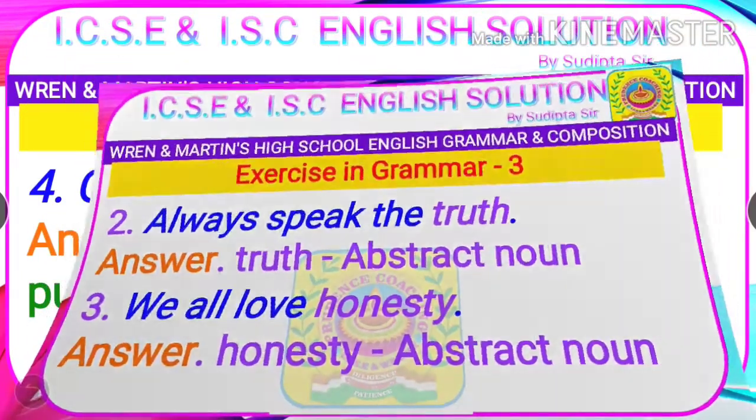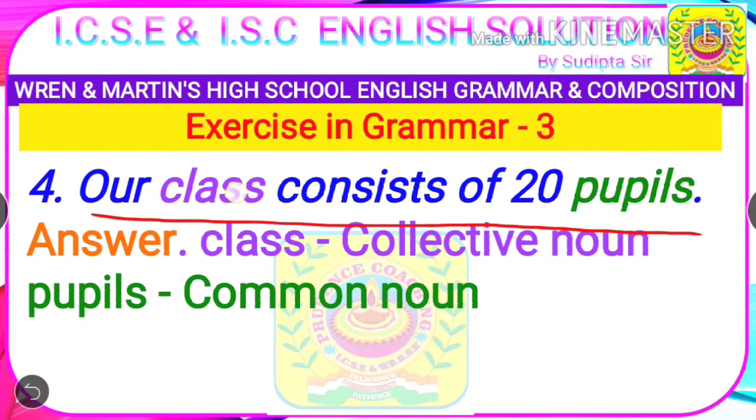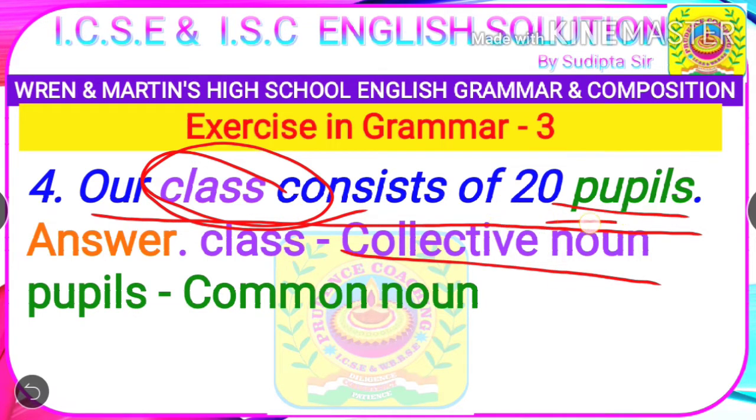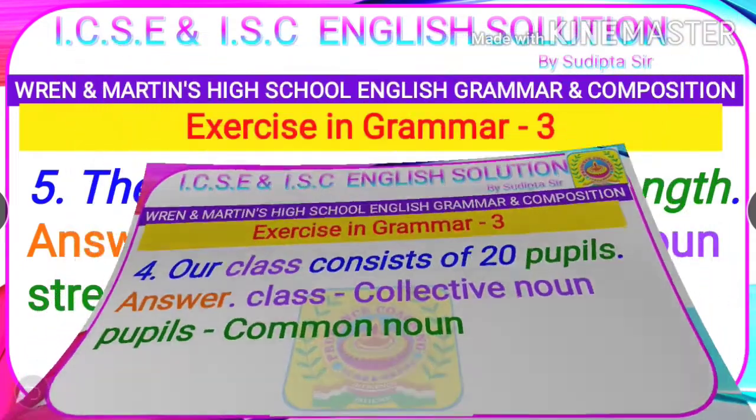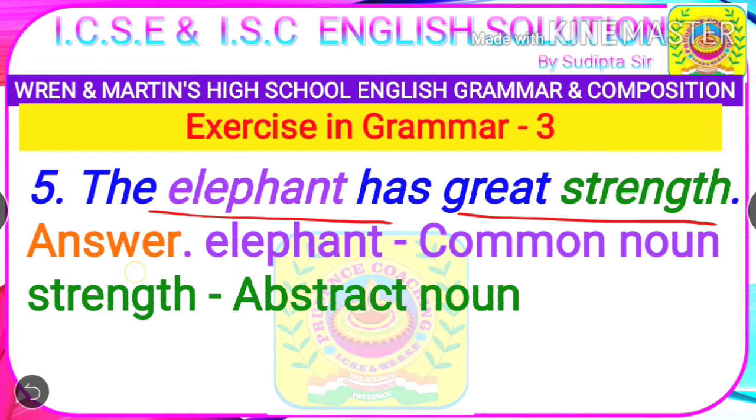Next there is number 4. Our class consists of 20 pupils. Here class is being referred to as a unit. That's why it is a collective noun. And pupils, there are several pupils in the world, so that's why it is being used in general. It is a common noun. Number 5. The elephant has great strength. So here elephant is a common noun and strength, it's a kind of quality. So that's why this is an abstract noun.